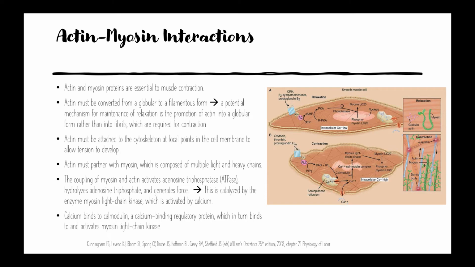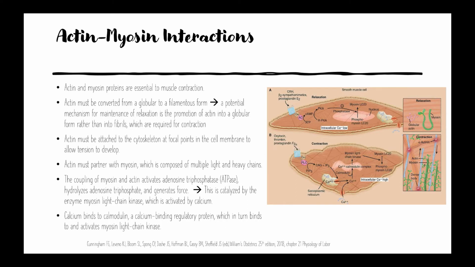So for the actin-myosin interactions, actin and myosin proteins are essential for muscle contraction, and actin must be converted from a globular to a filamentous form. That's a potential mechanism for the maintenance of relaxation: the promotion of actin into a globular form rather than into fibrils, which are required for contraction. So actin must be attached to the cytoskeleton at focal points in the cell membrane to allow tension to develop. And actin also must partner with myosin, which is composed of multiple light and heavy chains.